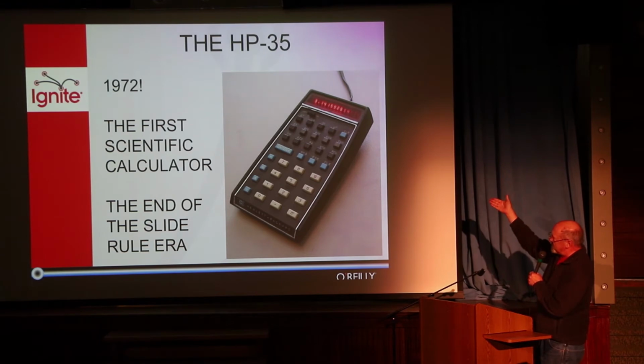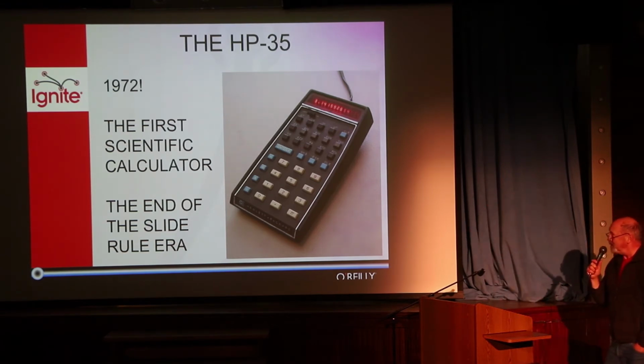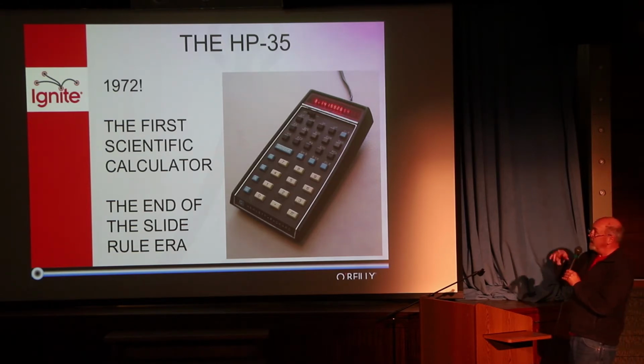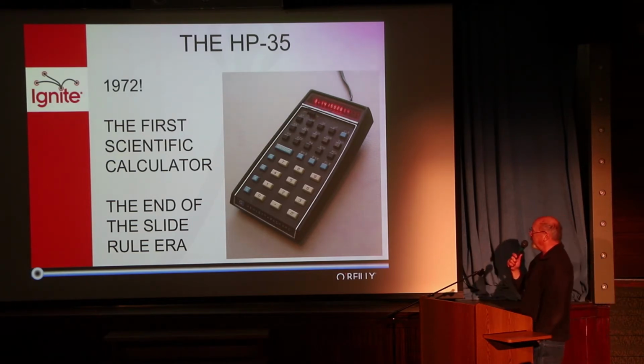Here's the thing that killed the slide rule, the HP-35. Hewlett-Packard developed this and introduced it in 1972. It was called the 35 because it had 35 keys. And it didn't do a lot compared to what any modern scientific calculator will do, but it did about as much as a slide rule could do. And it could do it faster and, in some sense, more accurately.